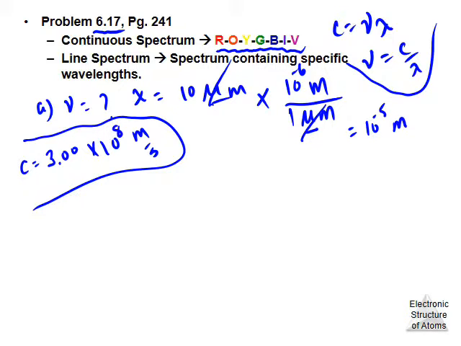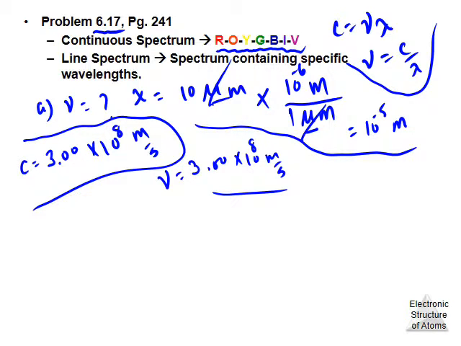Now we are going to use this in order to calculate frequency. So nu would be given by 3.00 times 10 to the power 8 meter per second, let's draw another line here, divided by 10 to the negative 5 meter, and that gives you 3.0 times 10 to the power 13 per second. That's the number of waves per second, which is the same as inverse of second.